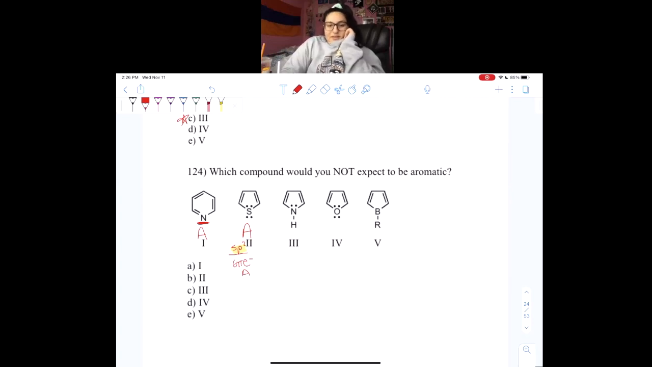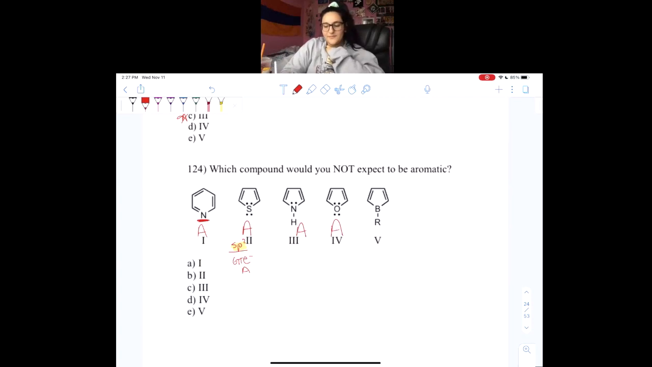Next up, we have the same exact ring with a nitrogen, and we know that the nitrogen and the sulfur will work exactly the same way, so we know that this is also aromatic. Next one up, oxygen literally works exactly the same way, so we know that it is also aromatic. The last one, though, boron does not work like all the other heteroatoms. And the reason for that is it is always sp2, but no pi electrons.